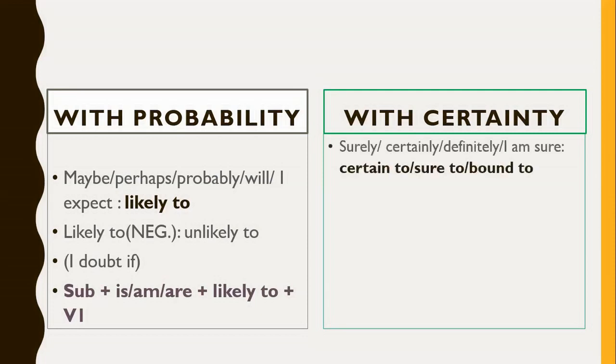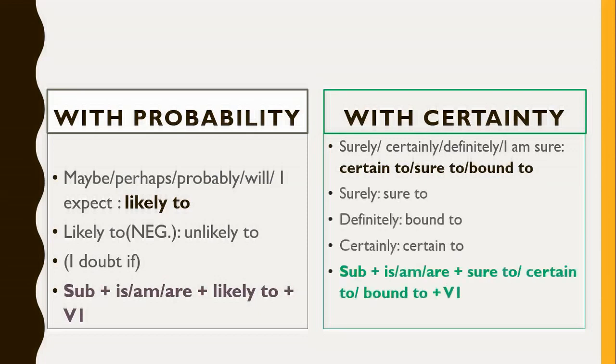Whereas for the signal words like surely, certainly, definitely, I'm sure, use certain to, sure to, or bound to. Okay, see the example. Surely becomes sure to, definitely becomes bound to, certainly becomes certain to. And the structure is just the subject plus is, am, are, then sure to, certain to, or bound to, plus verb one.